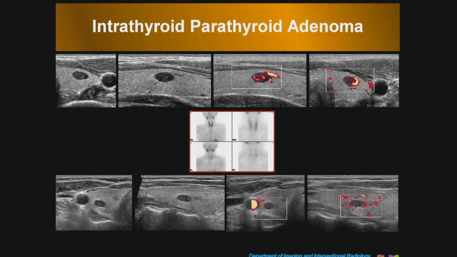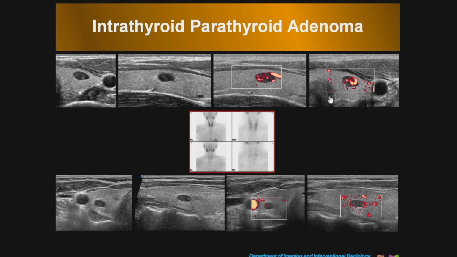So this is how it looks. The rest of the gland is completely normal. One nodule, very well defined along the long axis. We'll discuss vascularity in a minute. Let me run these movie clips for you so that you know what these parathyroid adenomas look like when they are intrathyroid.